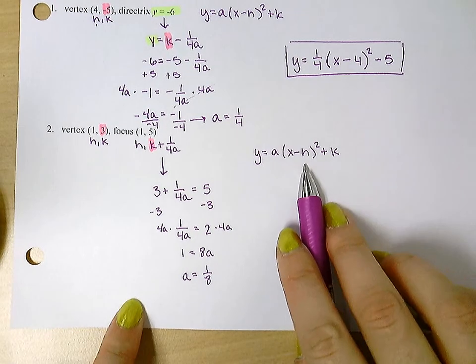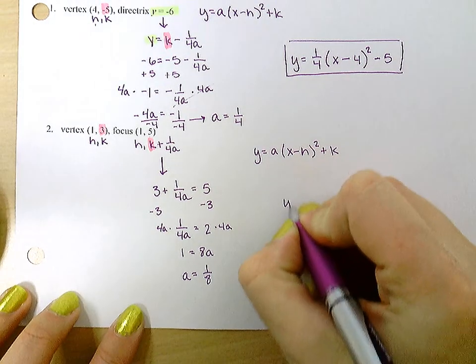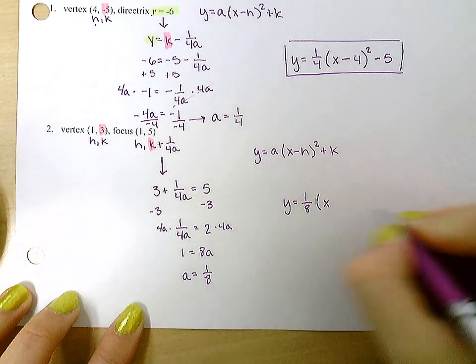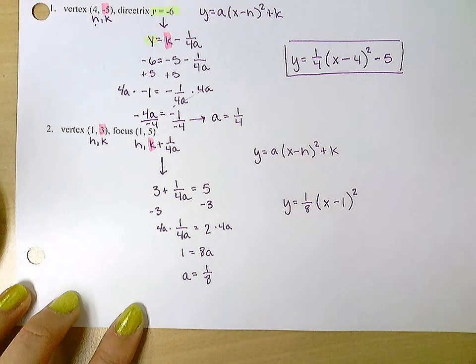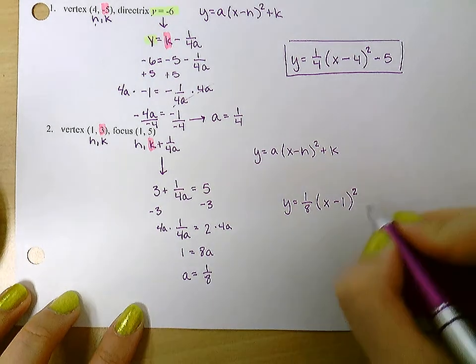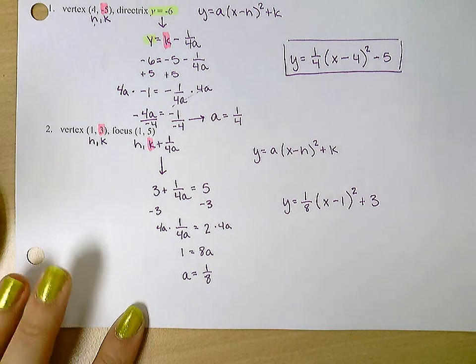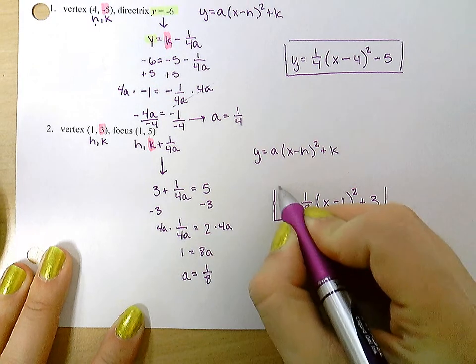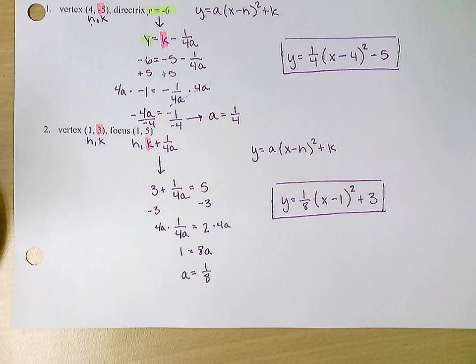And that's all I need to plug into that equation. So we have y equals 1/8 times (x minus our h value, which is 1) quantity squared, and then plus our k value, which is 3. And that would be the equation of that parabola.